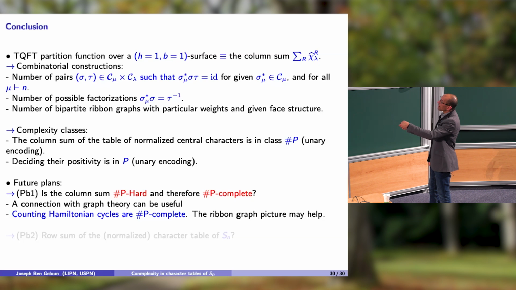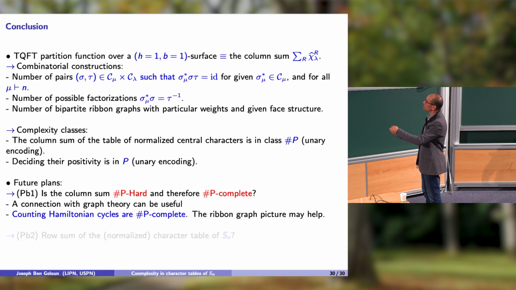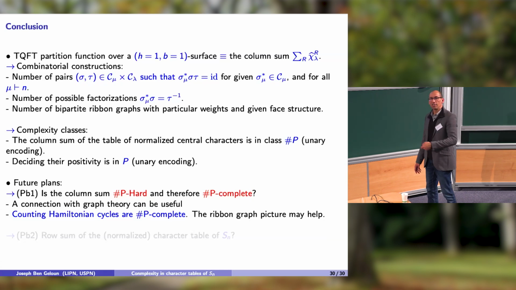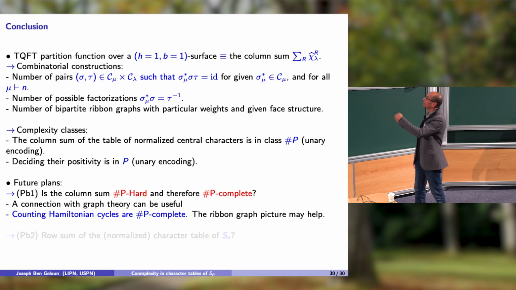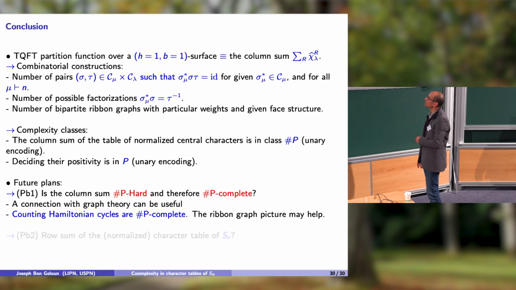All right. So are they Sharp P hard? Are they Sharp P complete? And for that, you need to reduce another problem to them. This is the way we proceed. For instance, is it possible to link them with problems in graph theory that we know are difficult? For instance, counting Hamiltonian cycles is known to be Sharp P complete. Is it possible to map one problem to the other? We call it reduction. And is it possible to do that? Is the connection with ribbon graph theory helpful to this? We must understand.